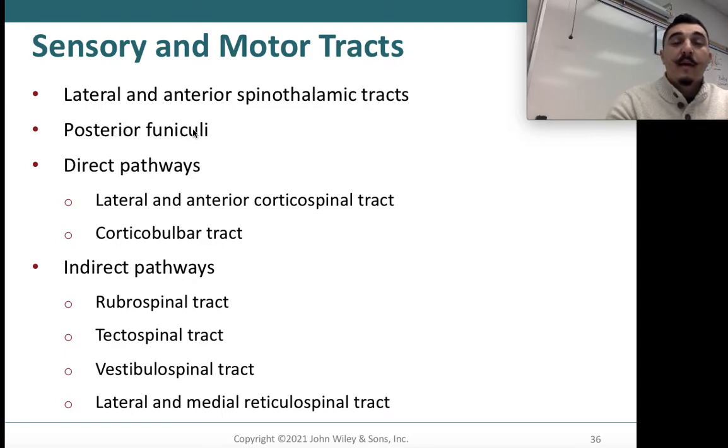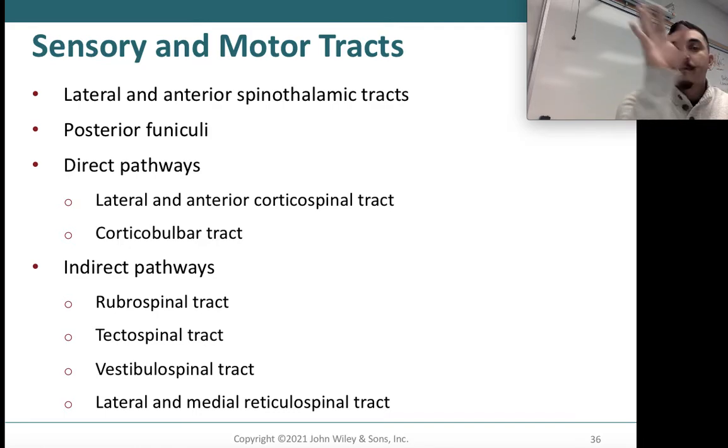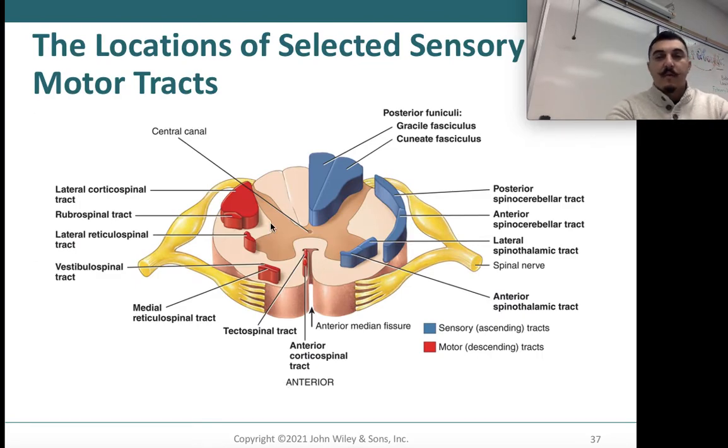The posterior funiculi. If you remember, the funiculi are those areas, the lateral, posterior, and anterior ones. In those areas, you're going to have these tracts, the fasciculi, that move around and send the information. We have direct pathways, between the lateral and anterior corticospinal tracts and the corticobulbar tract, and then we also have what are called indirect pathways, between the rubrospinal, tectospinal, vestibulospinal, lateral and medial reticulospinal tracts. So here's a picture, okay?